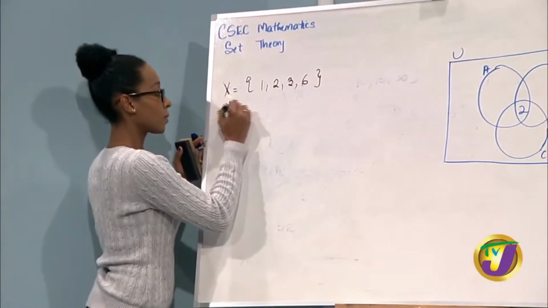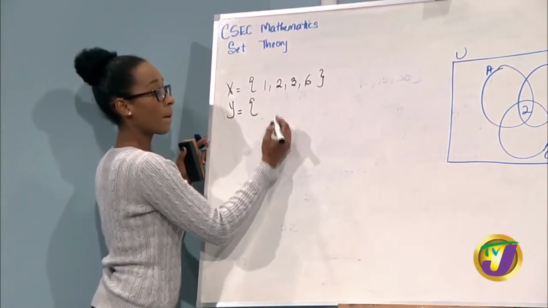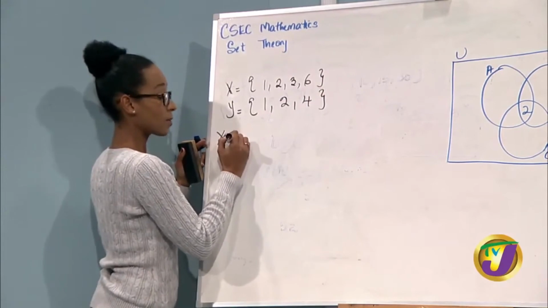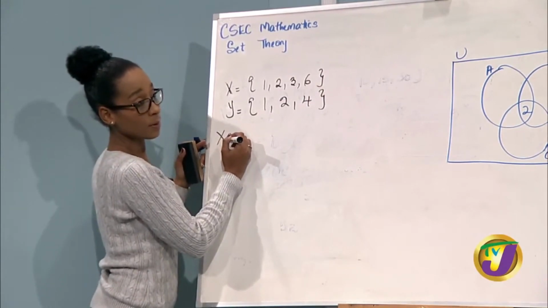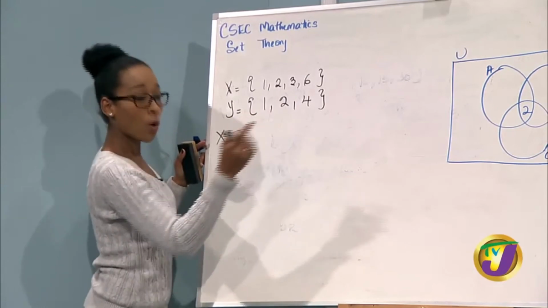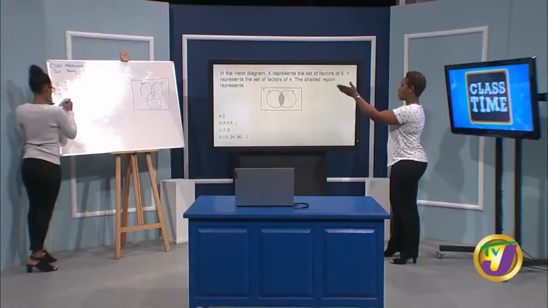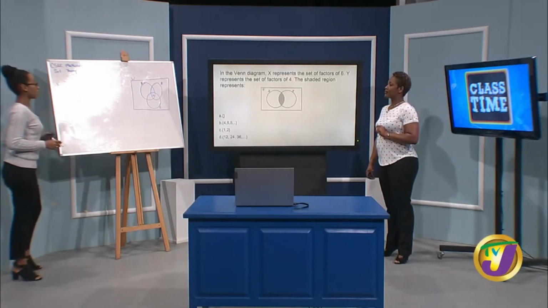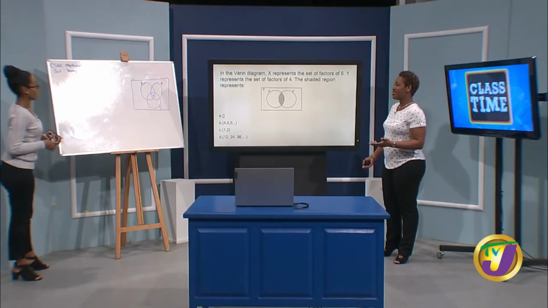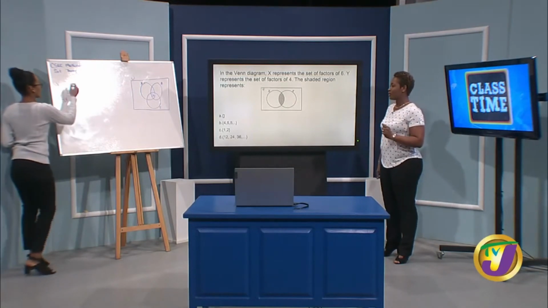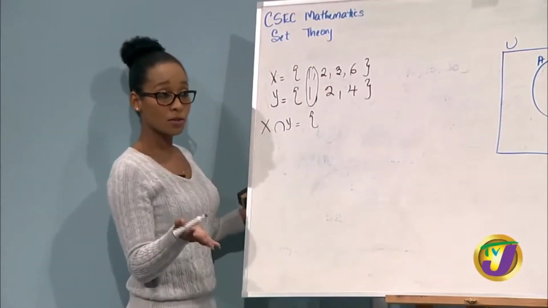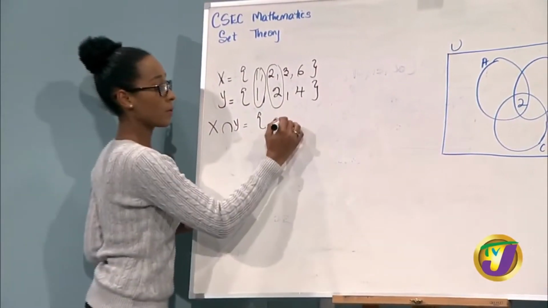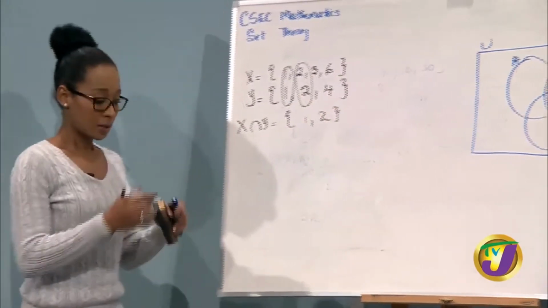Elements of Y would be factors of 4. That would be 1, 2, and 4. And what were we asked to find again? The members that are in that shaded section. What does the shaded intersection mean? So it's X intersect Y. So tell us now. It's 1 and 2. It's 1 because it's in both sets, and 2 because 2 is found in both sets as well. That's the intersection right there. So that would be C.